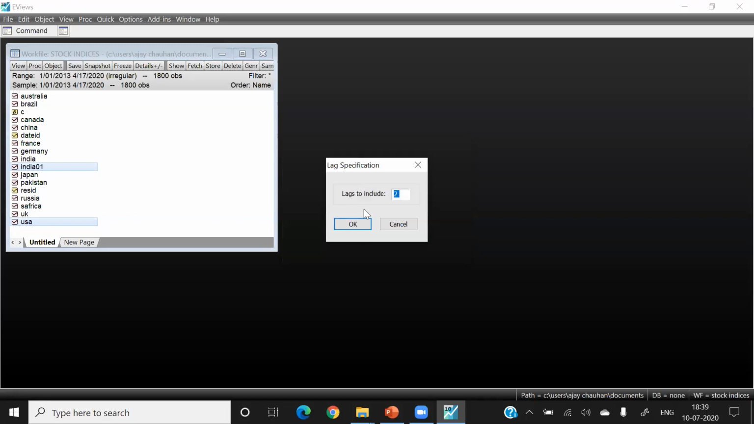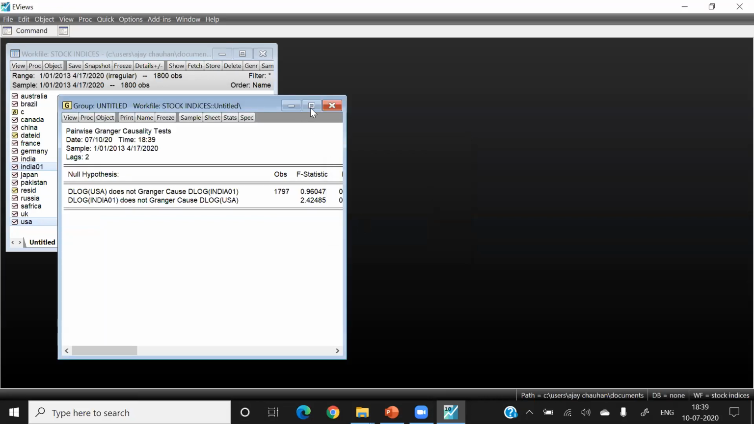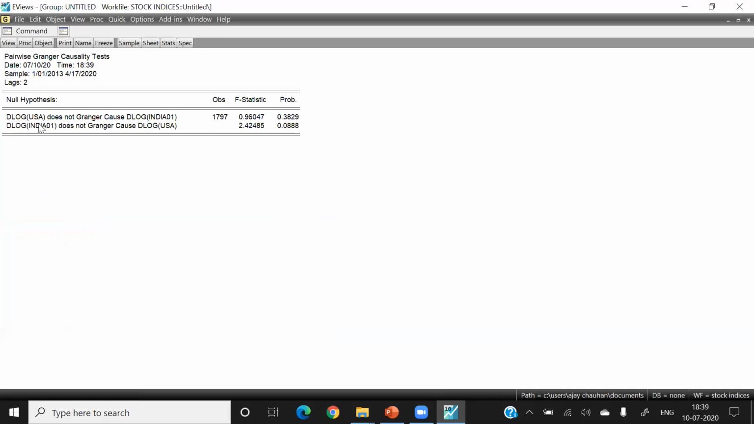Click OK. Now the software is asking you that for predicting any series, how much lag you want to take of another series. So let's continue with the 2, and this is the result we are getting. The result is indicating that in 2 days, the period of lag 2, both are not causing each other. Why? Because the probability value in both the cases are more than 0.05, right? The causality between both the series are insignificant at the lag of 2.